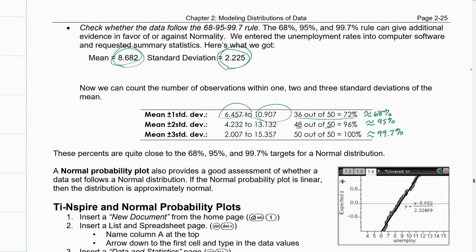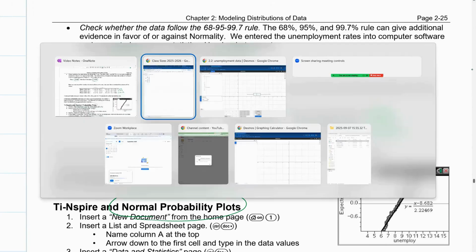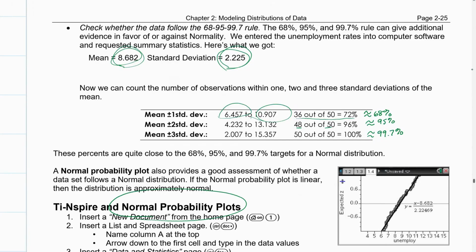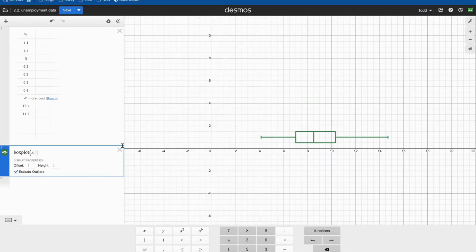The last thing we do is something called a normal probability plot. I'm going to tell you ahead of time, the TI Inspire does this really, really easily. But I have figured out a way to make Desmos give us a normal probability plot. And that normal probability plot, and I'm going to get rid of the box plot here, involves a few steps.